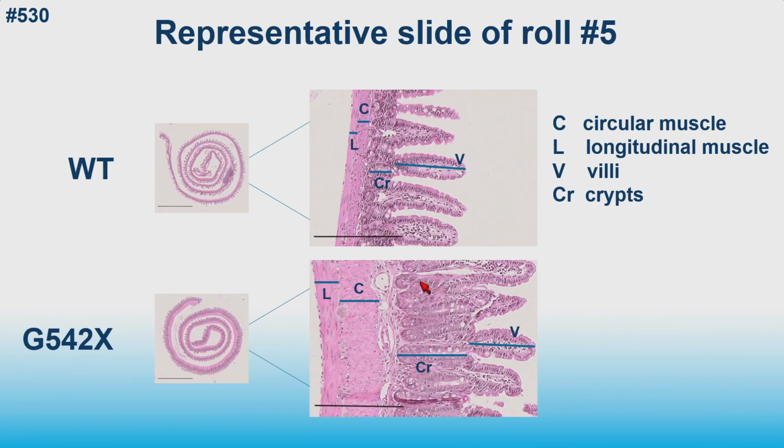This is a representative slide for both a wild type and a CF mouse of one of those Swiss rolls. In any case, for all of the rolls, they were prepared so that the inside of the roll was the section closest to the stomach for whatever that roll, and the outside of the roll was the section closest to the cecum. I have indicated the circular and longitudinal layer as well as the villi and crypts for both mice.